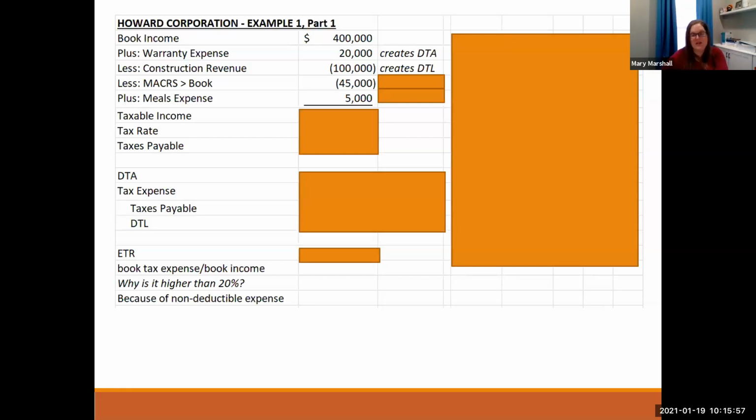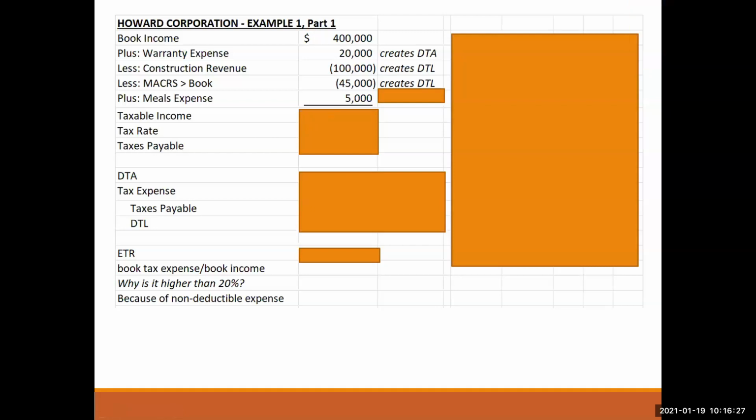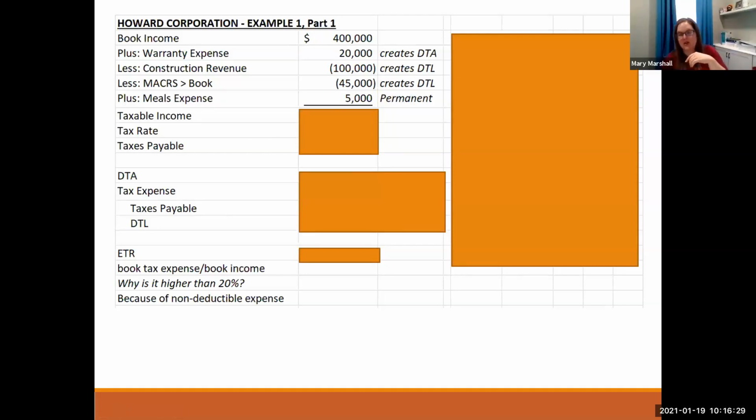When this reverses, we will deduct less for tax, more for book. So that's going to be a deferred tax liability as well, because the deduction in future years will be smaller for tax purposes. The meals expense, does that create a DTA or a DTL? That's right, it's a permanent difference. So we're not going to worry about if it's a DTA or a DTL because it's never going to be included on the tax return. That's 50% of meals, it's always excluded.